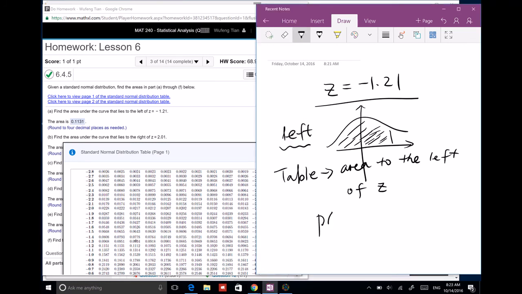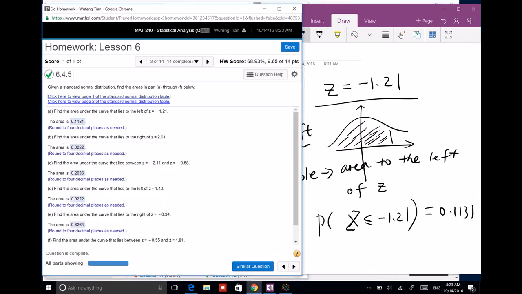So the first answer is, okay, the probability of z less than or equal to negative 1.21, the area is 0.1131. You go to the line negative 1.2, go to the column 0.01, and you can see 0.1131. Okay? So, next one.